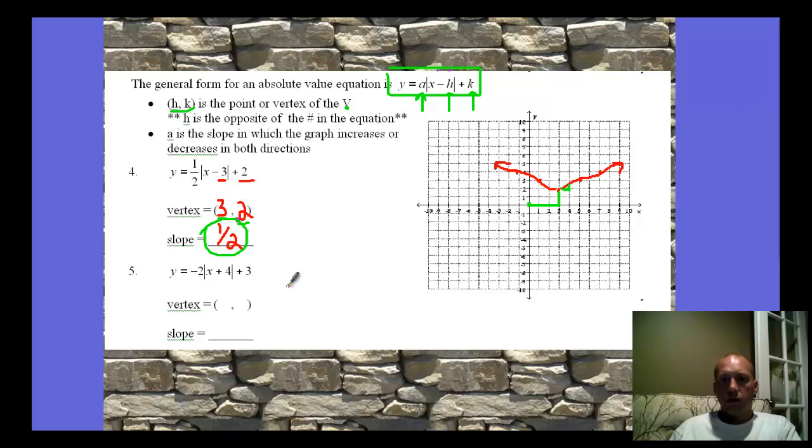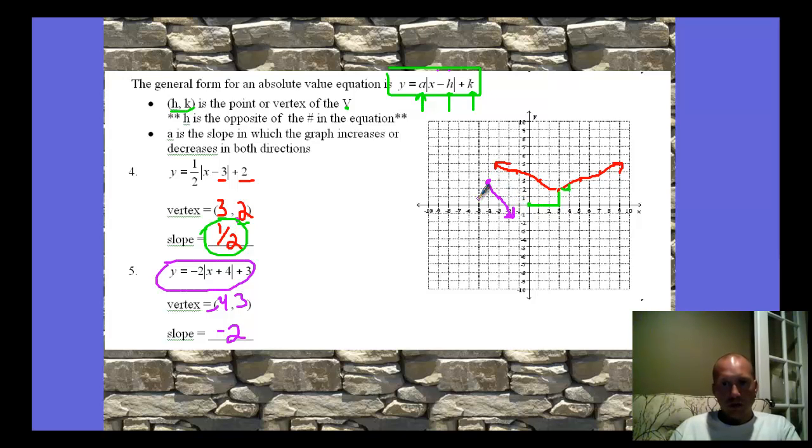Let's do the next one. So we have that y equals negative 2 times the absolute value of x plus 4, plus 3. Our vertex here is going to be negative 4, 3, h, k, and our slope here is negative 2. So we plot that point, negative 4, 3. And then using our slope, I can go right 1, down 2, right 1, down 2, or down 2, right 1, however you want to say that. So we get this V.